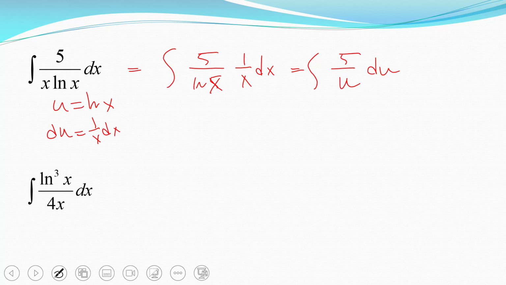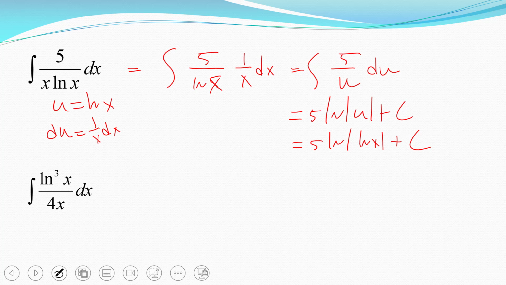Now the answer hopefully is easy. That would then be 5 times the natural log of the absolute value of u plus c. But we know what u is. It's the natural log of x. So that's 5 times the natural log of the absolute value of the natural log of x plus c. And that's the answer. Let's just do it again.